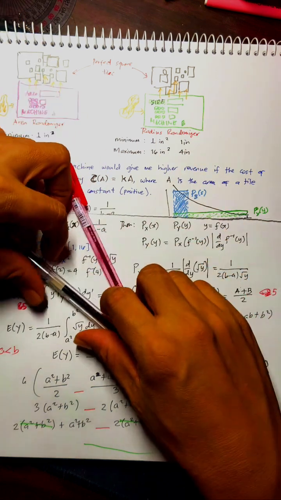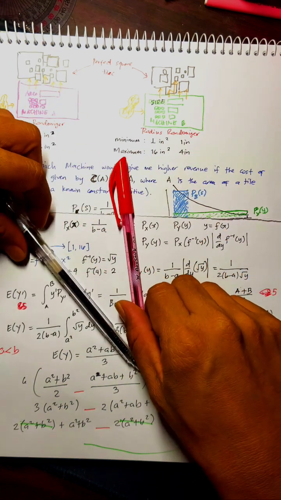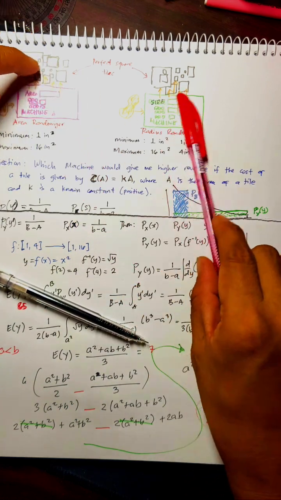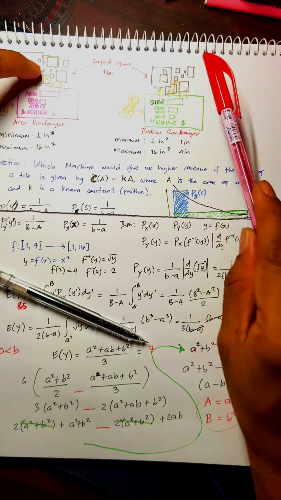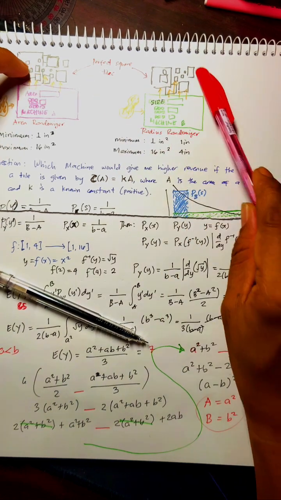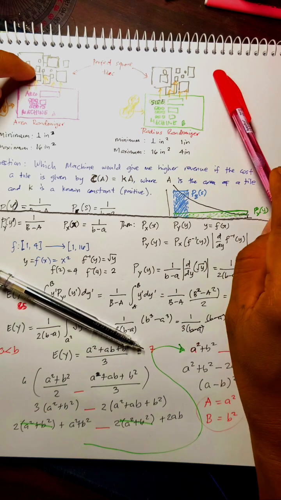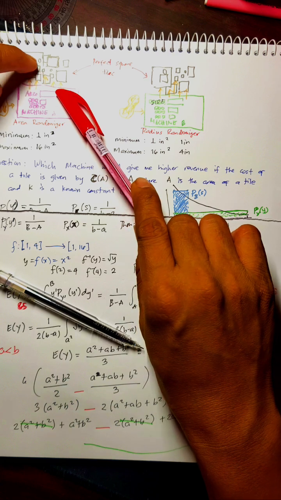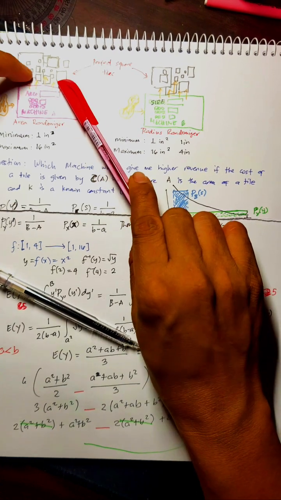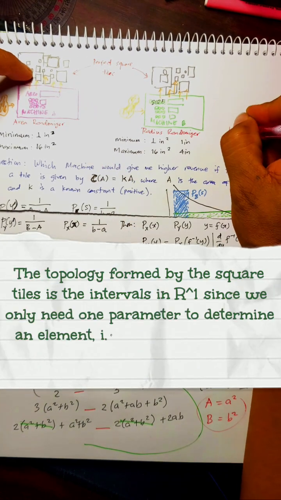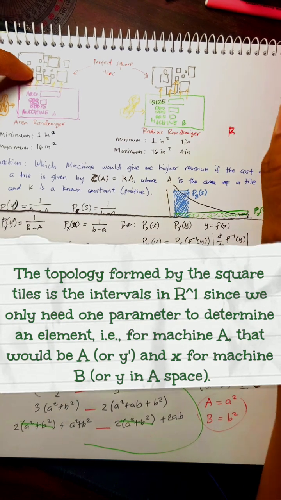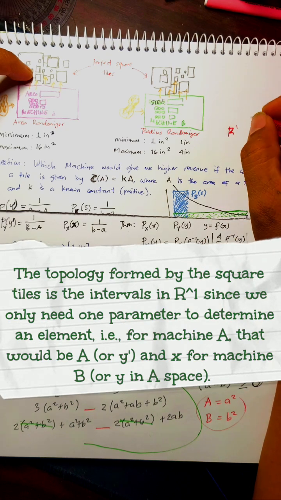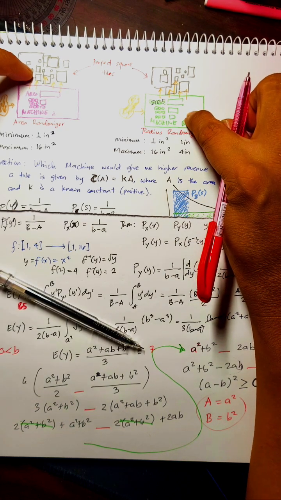Now, what are the Borel sets here? If we want to solve for the Borel sigma algebra of the tiles, maybe this is the answer. What is the topology of the tiles from A and B? The topology of the tiles from machine A are the intervals in R1. While for machine B, still that would be the intervals in R1.